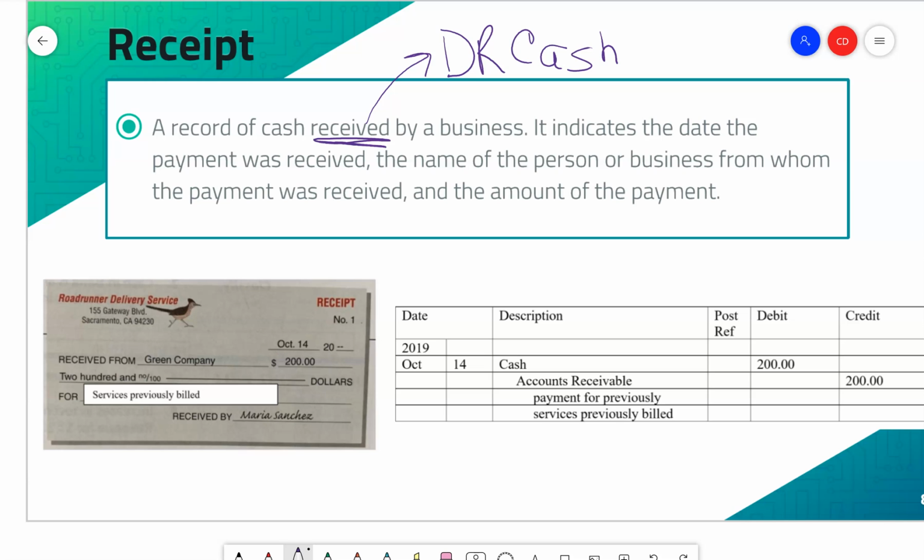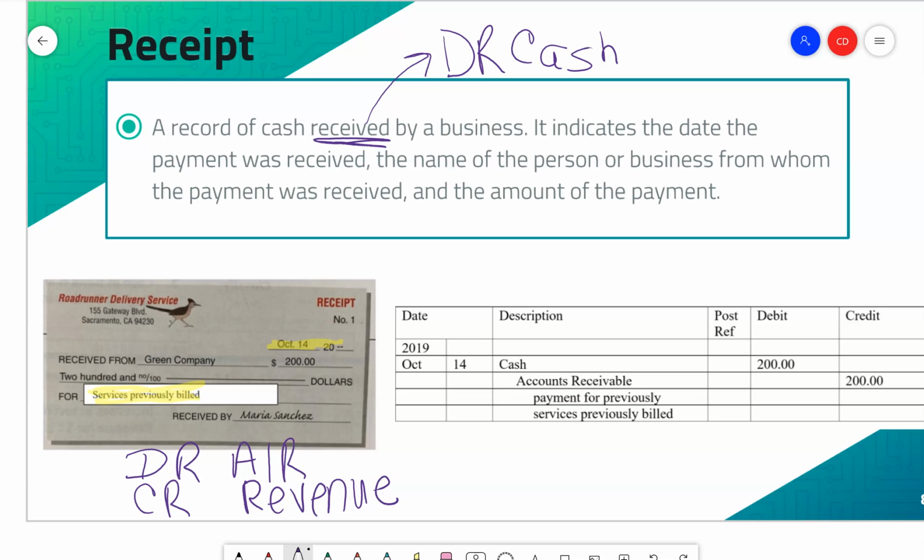If we look at this one, our company is called Roadrunner Services. This transaction happened on October 14th. It's received from Green Company for services previously billed. So what you need to do is think about what this transaction may have looked like when we first recorded it. Services previously billed. This is what the original transaction would have looked like. It would have been a debit to accounts receivable because they owed us the money and a credit to revenue.